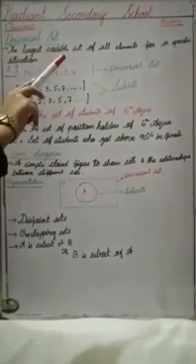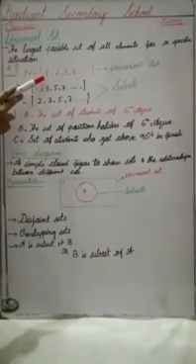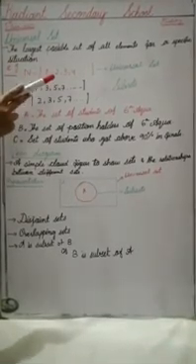What is universal set? The largest possible set of all elements for a specific situation is universal set. We'll understand the concept of universal set by taking some examples. As you can see in the first example, there is a set of natural numbers 1, 2, 3, 4 up to so on.